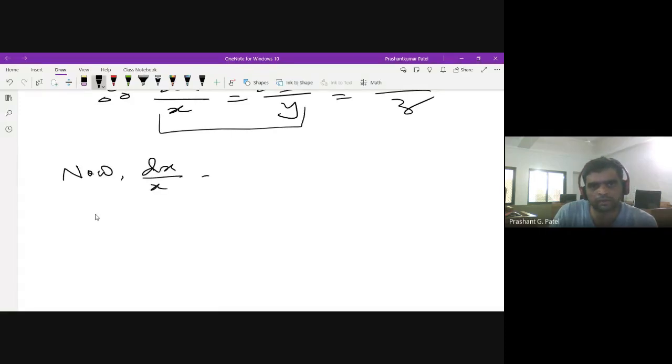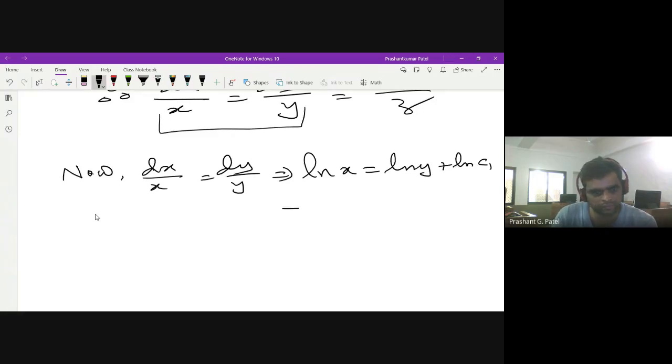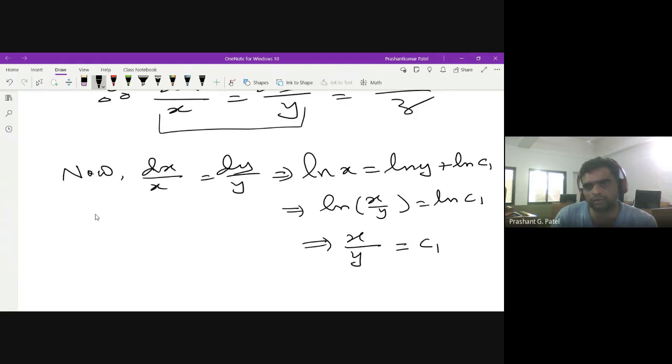So now dx upon x is equal to dy upon y implies, if I take integration on both sides, ln of x is equal to ln of y plus ln of c1. So that will lead to ln of x upon y is equal to ln of c1. If I take this ln of y on the other side, that will lead to x by y is equal to c1. This is the first solution, and if I call this u, so u is x by y.